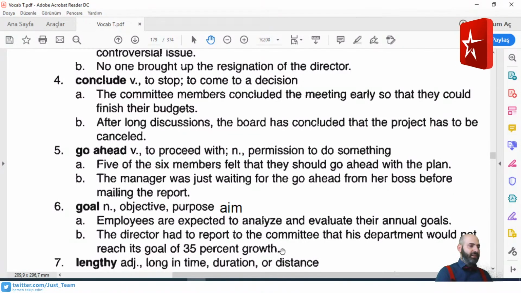Firuza says, my goal is to finish the building of my house. Yeah, it's understandable. If the building is finished, you achieve your goal. Yeah. Good.